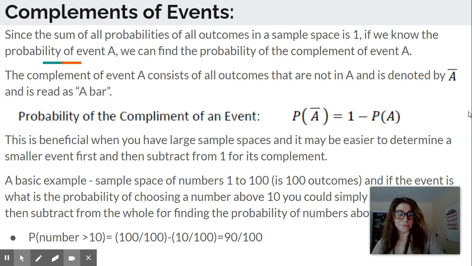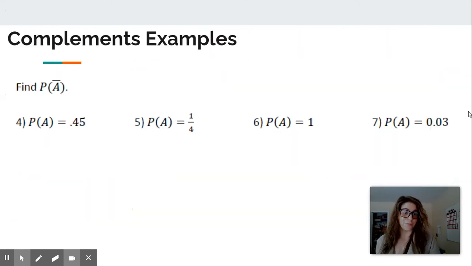We don't always use complements. Sometimes it's easier just to find the actual event, but they're there. And it's something that you do need to be aware of. So if we have all these, we want to find the complement of it, you're simply going to subtract it from one, from a whole. And if we take a look at, for instance, we have them in decimal form, fraction form, whole numbers, could be percentages, just could be anything. You just subtract it from the whole value.